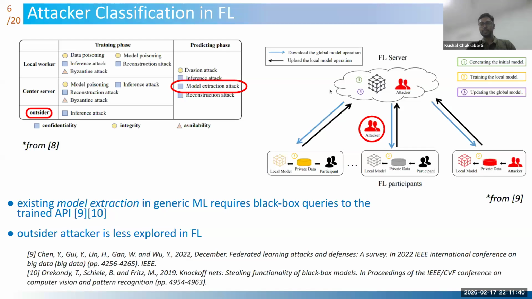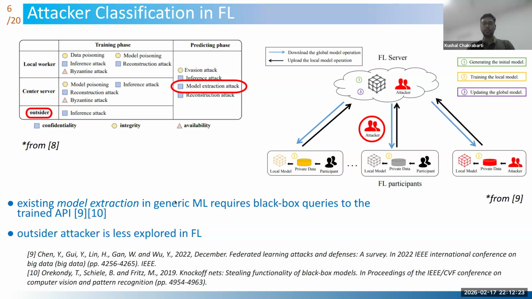Now, in this talk, I'll focus on, as I mentioned, that the attacker can come from three different locations in the federated learning architecture. So I'll particularly focus on the third party, which is an outsider who is eavesdropping on a particular communication link between a client and the server. And also the attack can happen either in the training phase or in the prediction phase, that is, in the inference phase. So my focus is on talking about the security or confidentiality of the model.